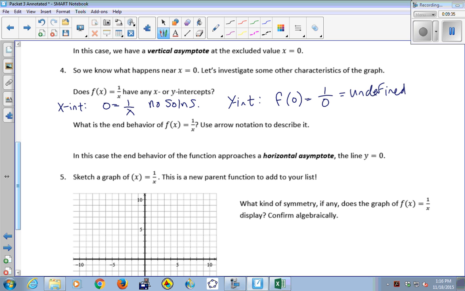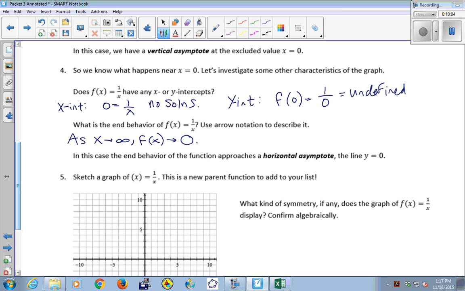And then I want to think about the end behavior. Think about what happens as we go really far to the right. So let's say as x approaches infinity, f of x approaches, what happens to 1 over x when you put bigger and bigger numbers in for x into that denominator? It gets smaller and smaller, like you get 1 over 10, 1 over 100, 1 over 1,000. So f of x is going to 0.